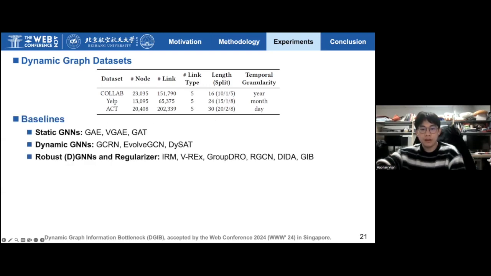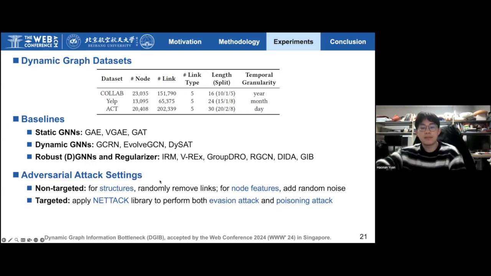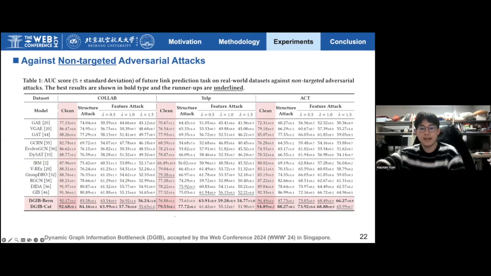And we compare our DGIB with 3 groups of baselines. That is static GNNs, including GAE, VGAE, and GAT, and dynamic GNNs, including GCRN, EvolveGCN, and DySAT. And the third group is robust DGNNs and regularizers, including IRM, VREx, Group DRO, RGCN, DIDA, and the pioneering work GIB. So we compare baselines and propose the DGIB on the two adversarial attack settings.